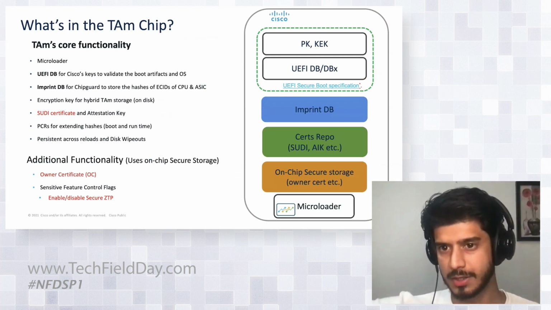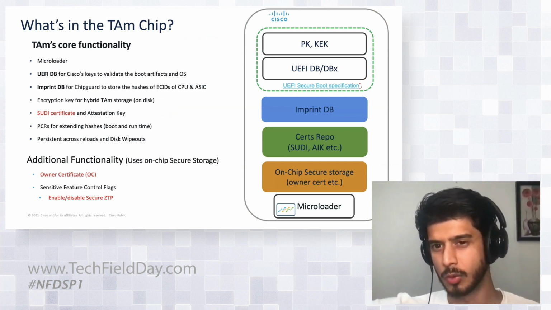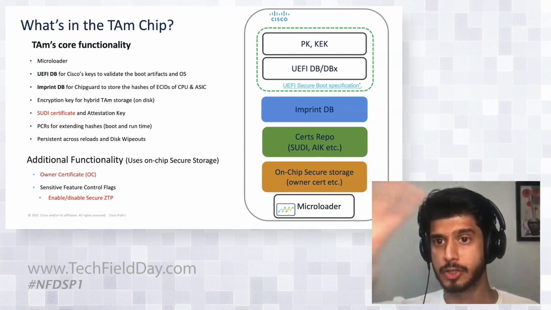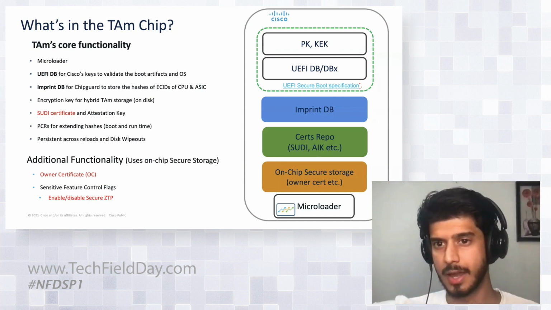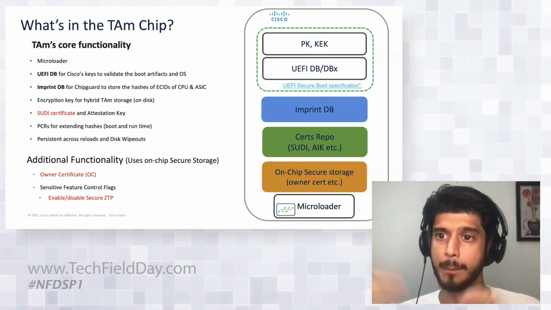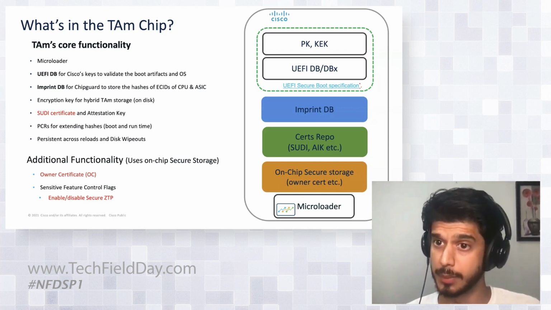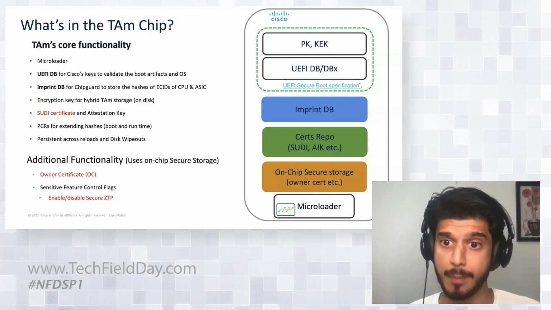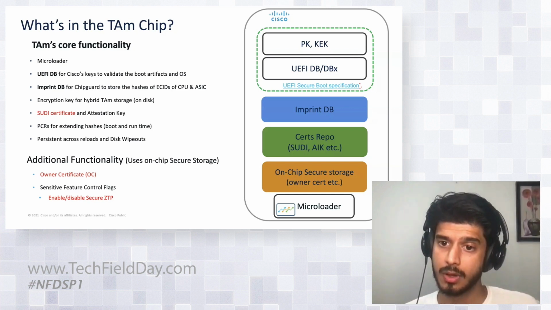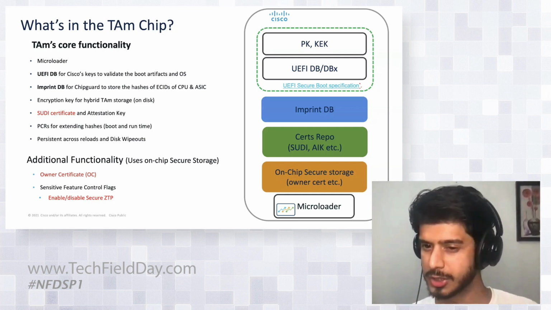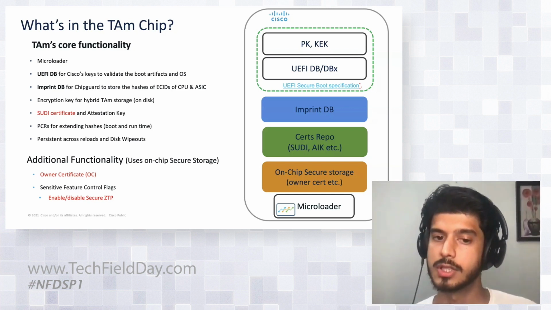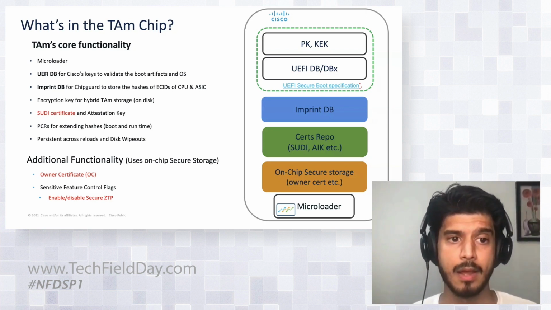Based on the UEFI secure boot spec, I believe 2.3.1 is the first one that started off with it. You have a bunch of keys, PK, KEK, the DB/DBX setup that allows you to have a bunch of keys signed by Cisco in the chip, which is with TAM. And then you have a few more locations, particularly the on-chip secure storage that you see here, which can also allow you to bring in certificates from the customer into play, right?